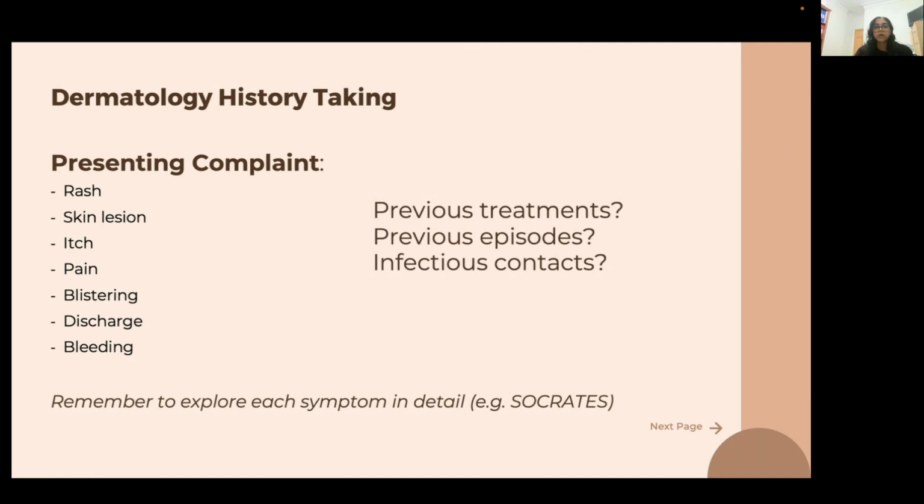In particular, we want to ask about if they've had any previous episodes of similar symptoms, if they've had any previous treatments. So for example, if they've had an itch, have they tried anything before? Has it helped? Has it gotten better? Has it gotten worse? And we also want to ask about infectious contacts as well, because it could be that, for example, an itch is related to something infectious. So we want to rule out an infectious cause of that as well. So that's the presenting complaint.